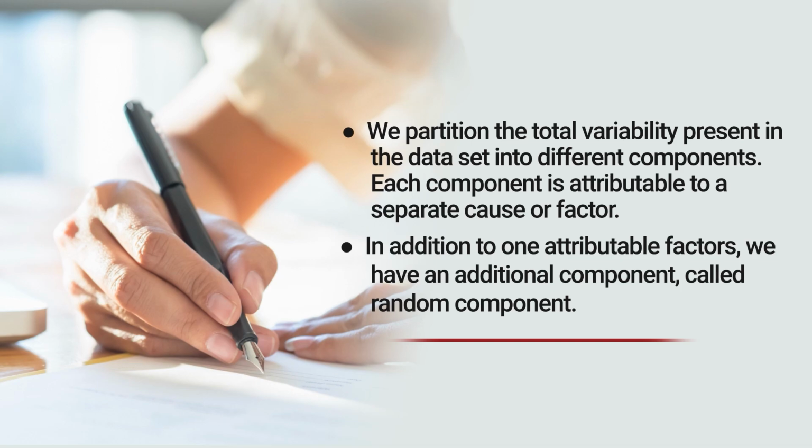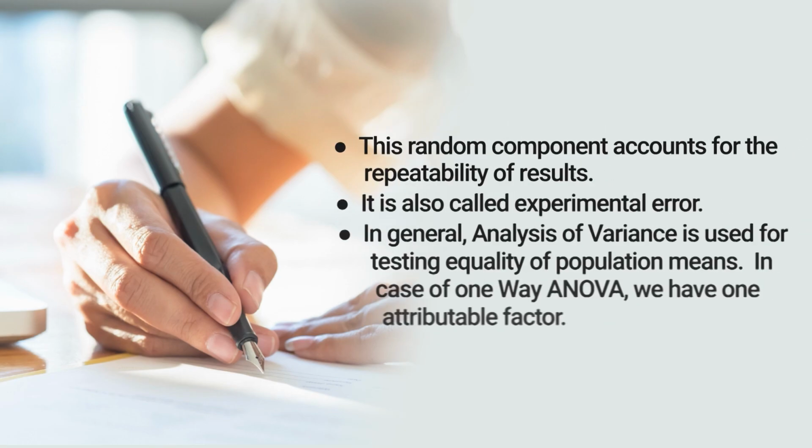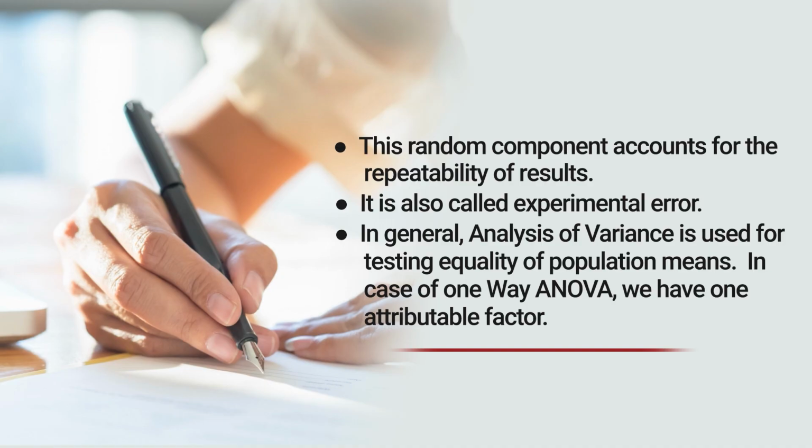So the total variation in the data set will be split up into different components, and each component is attributable to a separate cause or factor. In addition to the attributable factor, we have an additional component called the random component, which is always present. This random component accounts for the repeatability of the result. That means when we repeat the experiment, the trials, or the measurement process, we may not get the same results, and that variability we call the repeatability of the results. This is also called experimental error.